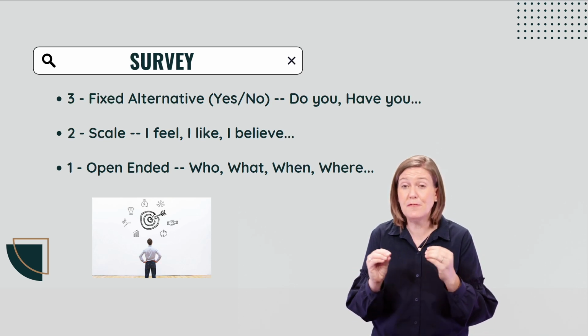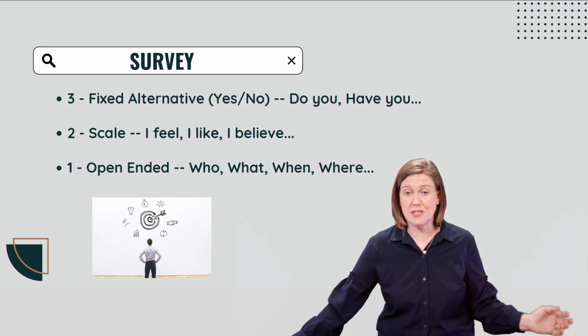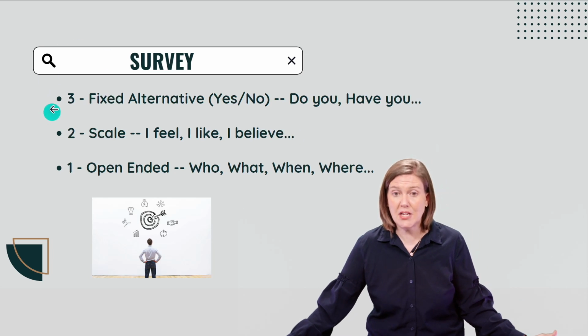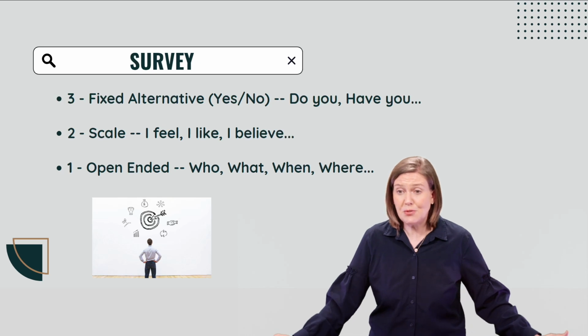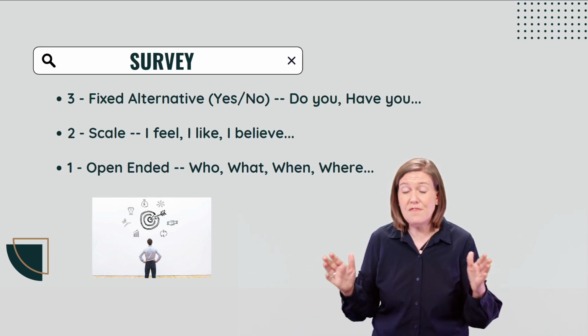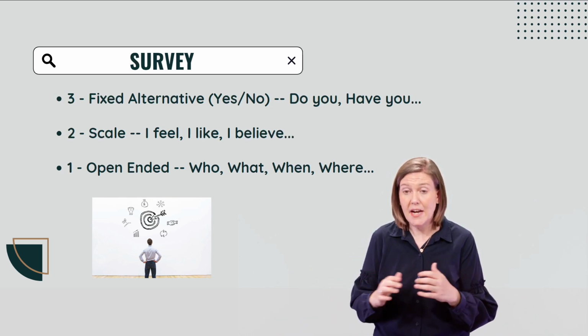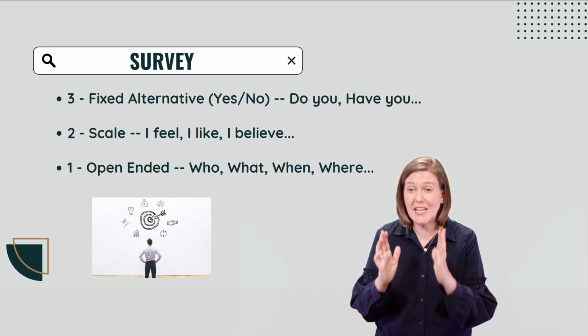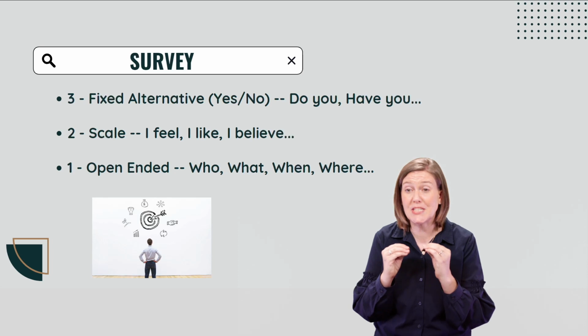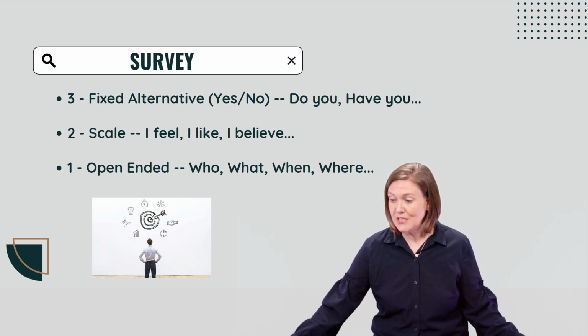Three what we call fixed alternative questions. So these are right here. These are yes/no questions. Do you play basketball? Do you like video games? Right? These are very cut and dry. Have you ever listened to so-and-so's music? These are yes/no questions. They will give you a percent. Now, these are the tricky ones.